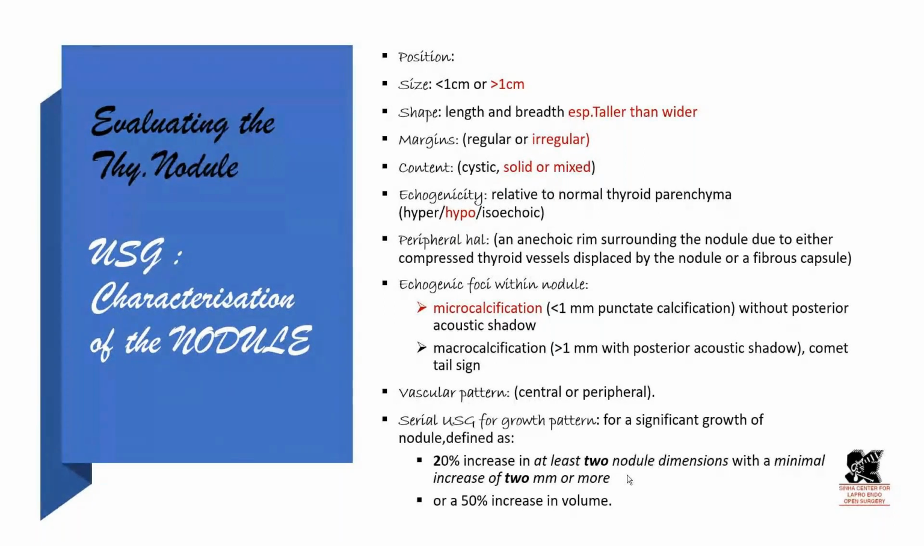20% increase in these two dimensions with a minimum increase of 2 millimeters or more is when you say that the nodule is growing. Or there is a 50% increase in the volume of the nodule, even then you would say that the nodule is growing.